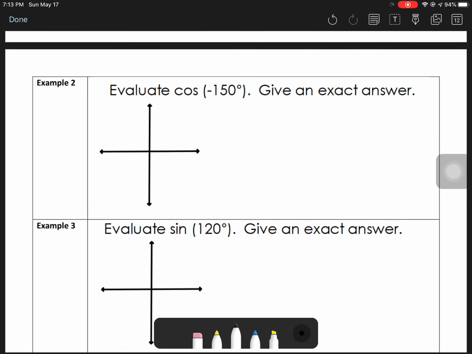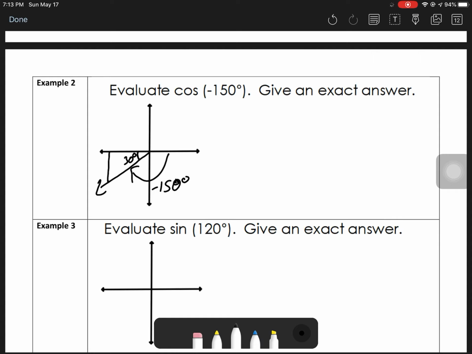Okay, so evaluate cosine of negative 150, give an exact answer. Now you're going to see why we need those reference angles. So cosine of negative 150, negative 150 is going to end up about right there. So here's our negative 150. And then how much further do we need to go? And if you haven't noticed this, what I always do when I draw the straight down line is I form a triangle. So this would have to go an additional 30 degrees.